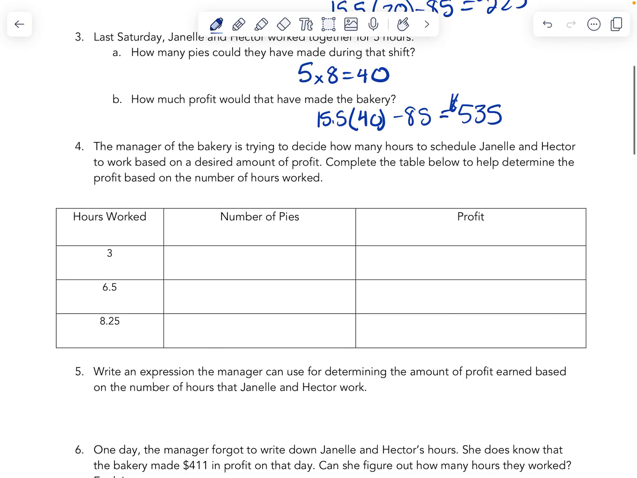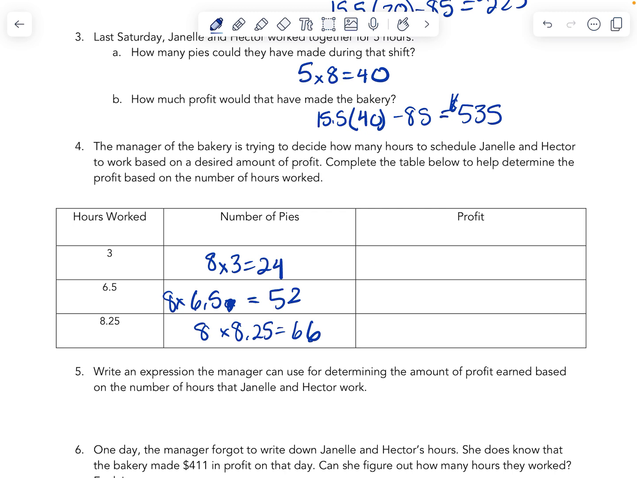So the manager of the bakery is trying to decide how many hours to schedule Janelle and Hector to work based on the desired amount of profit. Complete the table below to determine their profit. So how many pies? So 8 times 3, they could make 24. 8 times 6.5, they could make 52. And 8 times 8.25 hours, they could make 66.